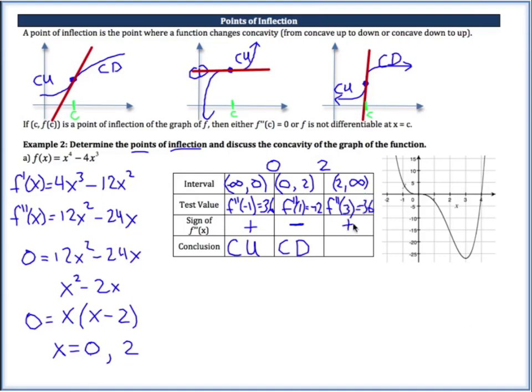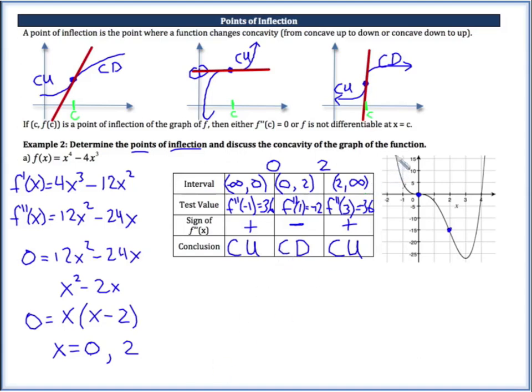So we can see that that's going to be positive, and so we get concave up. Okay, so our possible points of inflection are right here at 0 and then at 2. And what makes them points of inflection is if it switches from concave up to concave down at that point. And you can see that it does here.